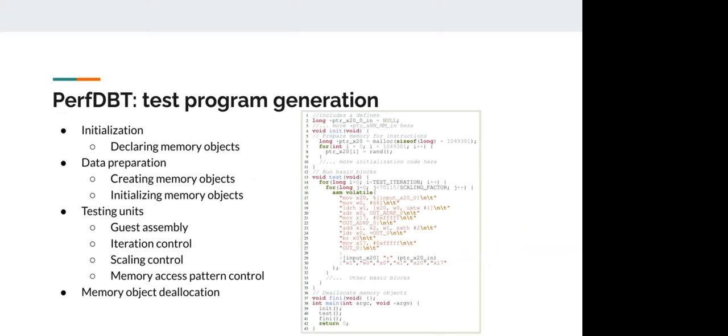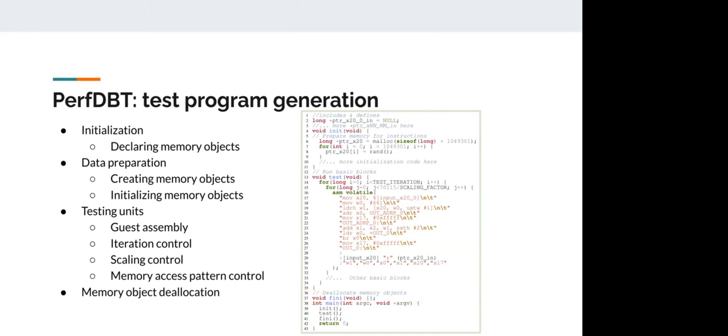According to the previous analysis, memory objects consumed by the testing units are declared first, and then the space for each object is allocated and initialized. The major part of this program is the test function. Extracted guest assembly is placed here, and the execution times are controlled by iteration and scaling factors. In the end, the occupied memory is cleaned up. Please refer to our paper for more details.